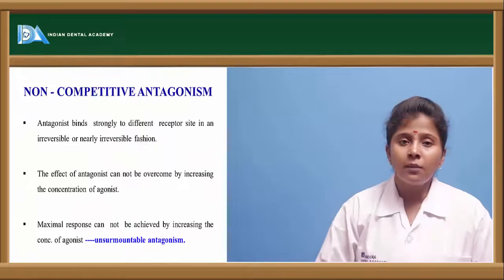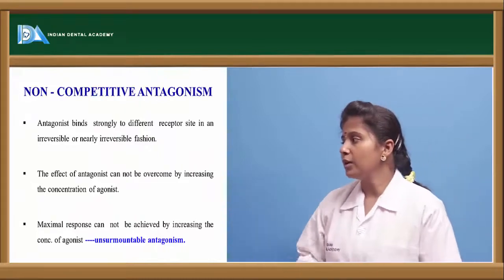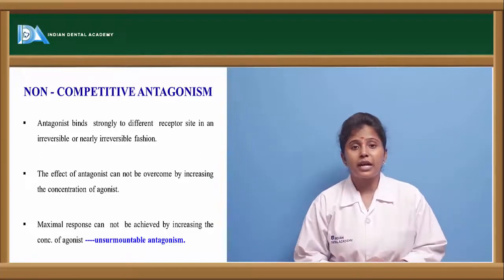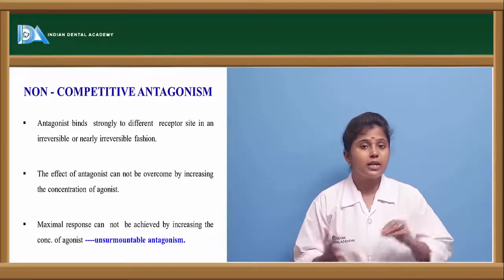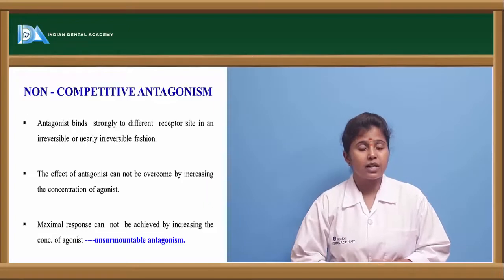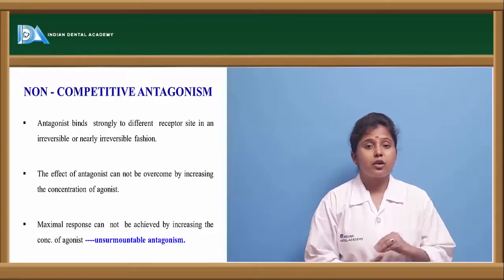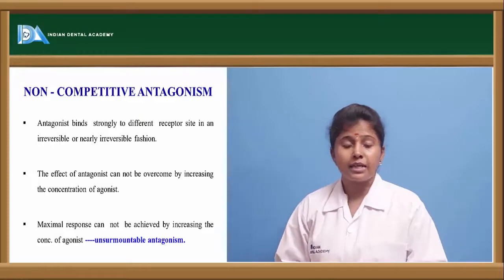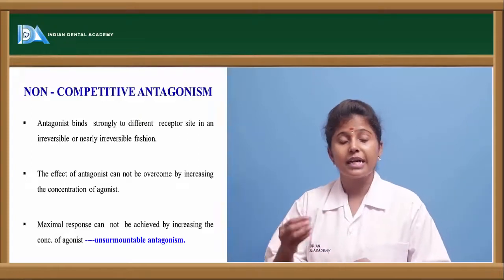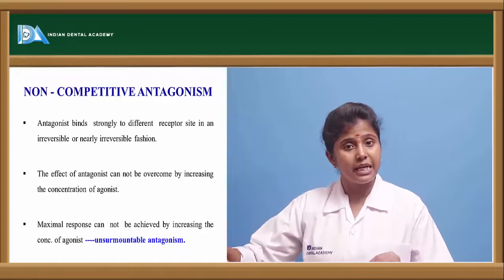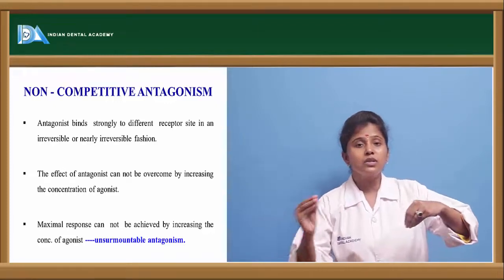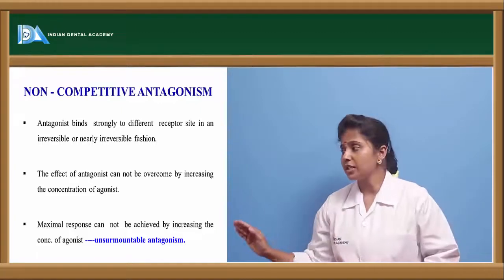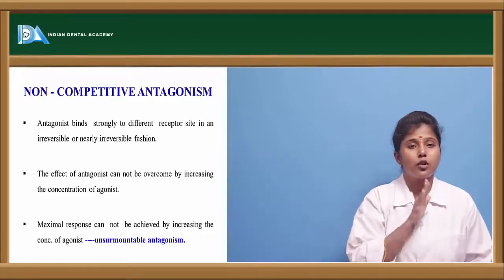If we see non-competitive antagonism, here the agonist binds to a different site of the receptor. This binding is irreversible. Once the agonist binds to another site of the receptor, the action cannot be reversed. Here the antagonist binds to the other site and the agonist is binding to its own site, but this antagonist will not allow the agonist to show its action. So this is called non-competitive.